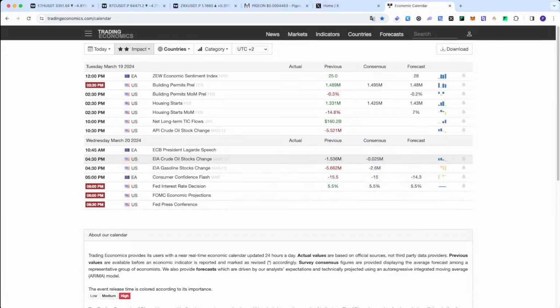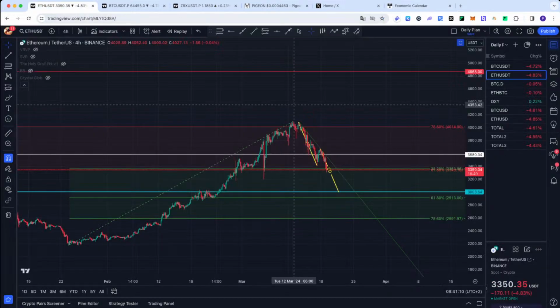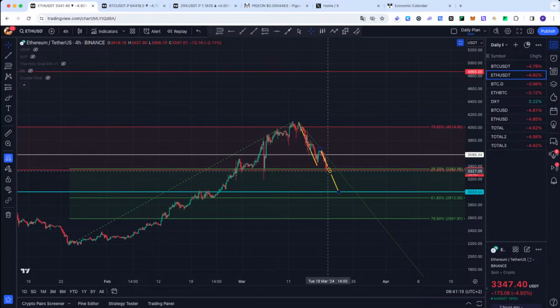Okay, so let's go back on the chart. Here we said AB equals CD is possible, probable. I'm expecting some kind of bounce here, but I don't expect it to hold. And this is my area.